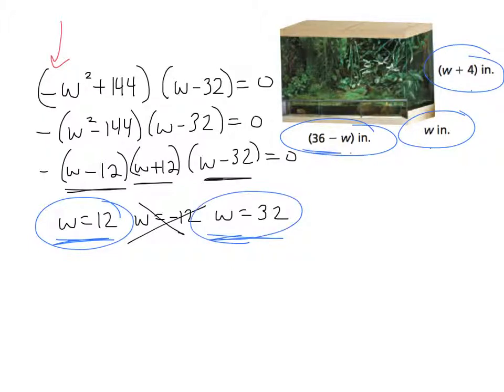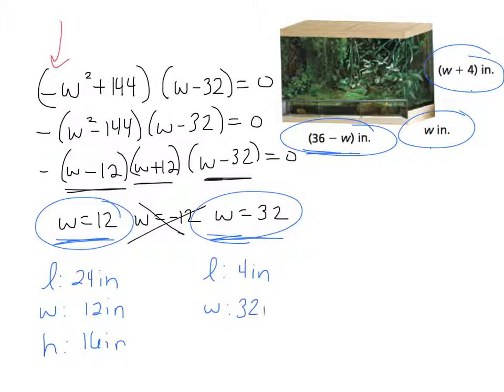So let's see what happens when I plug in 12. I get a length of 36 minus 12, which is 24 inches. I get a width, which is 12. And I get a height, which is 12 plus 4, that gives me 16 inches. If I plug in 32, I get a length of 4 inches, a width of 32 inches, and a height of 32 plus 4, 36 inches.